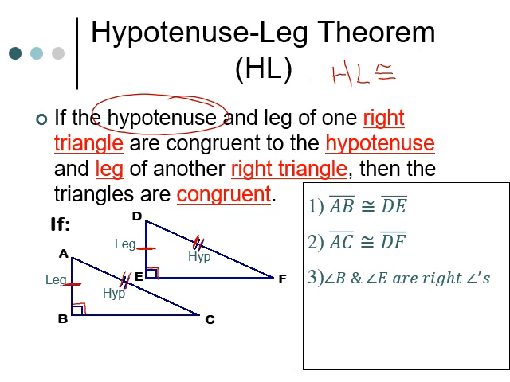So if I had segment AB and segment DE congruent, and then AC and DF, which are the hypotenuses, congruent, and these are right angles, then these two triangles would be congruent by HL congruence.